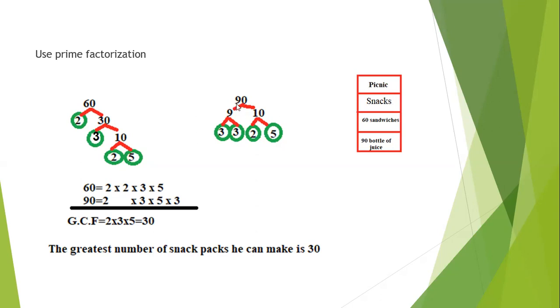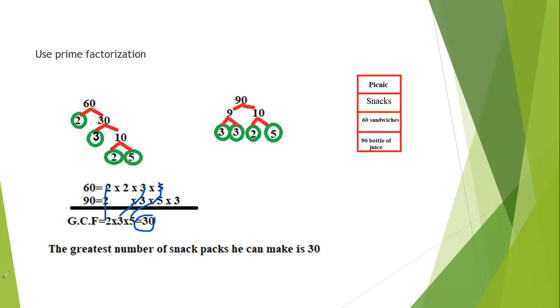How can we get 90? 90 is 9 times 10. 9, 3 times 3, 10, 2 times 5. Let's put the factors of 90 here. 2, 3, 5, and 3. G.C.F. is the common factors between 60 and 90. 2, 3, and 5. Then multiply 2 times 3, 6, 6 times 5 equals 30. So the greatest number of snack packs is 30.